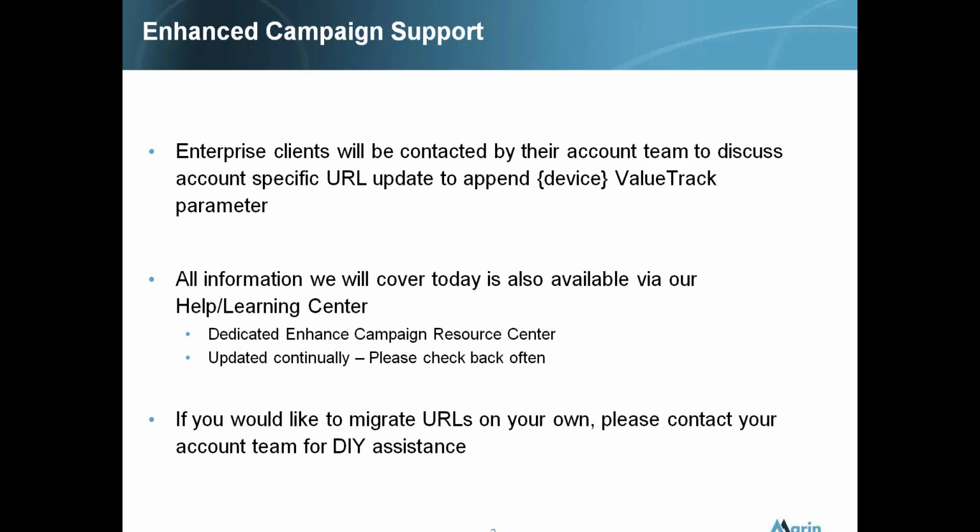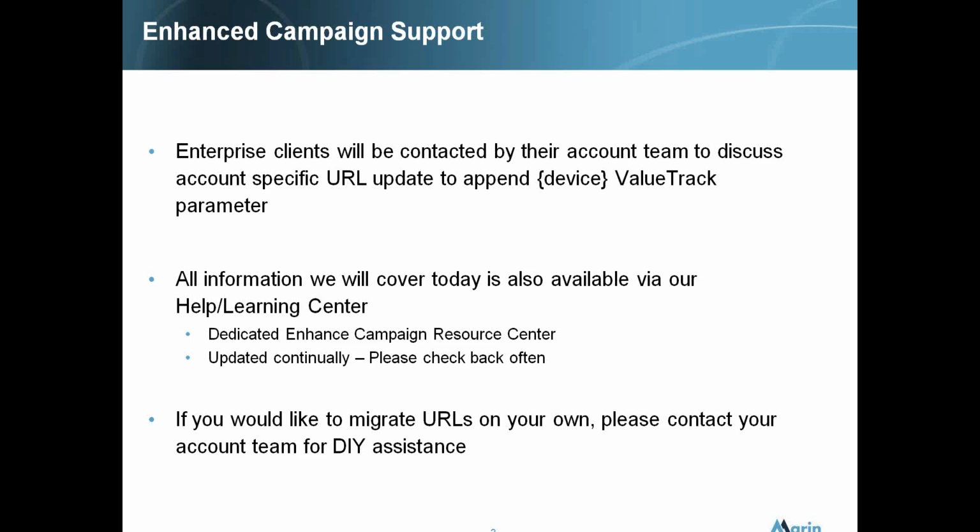Just to quickly go over what the Enhanced Campaign support will look like for our marketers: you will be contacted, if you haven't already, by your account teams to discuss specific URL updates to append the device ValueTrack parameter. This ValueTrack parameter will allow you to track performance by device. Once your accounts are running enhanced campaigns and all of the targeting is lumped into one campaign, this is the parameter that's going to allow you to have reporting broken out by device.